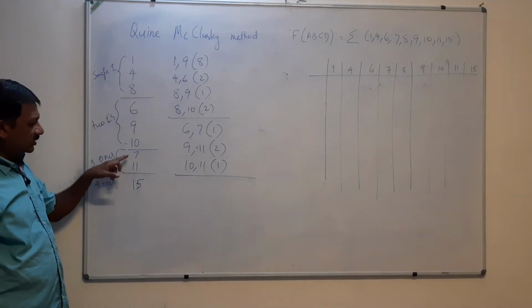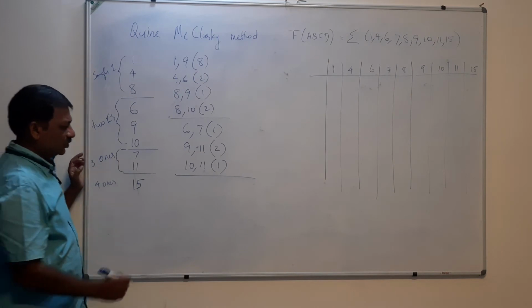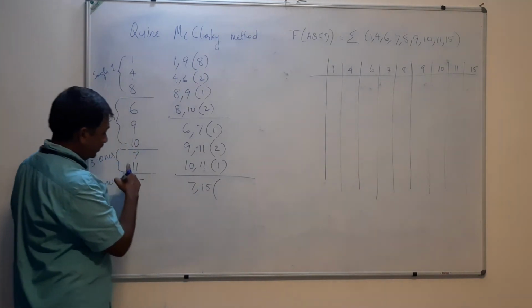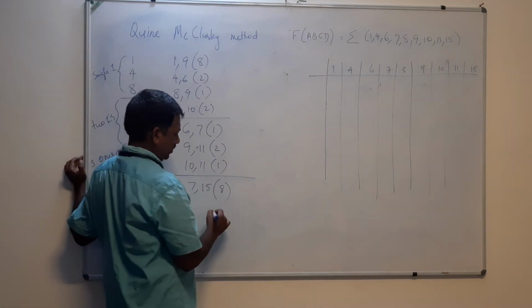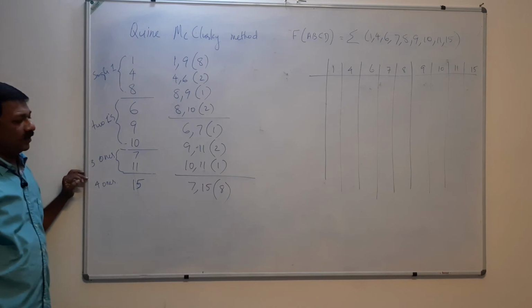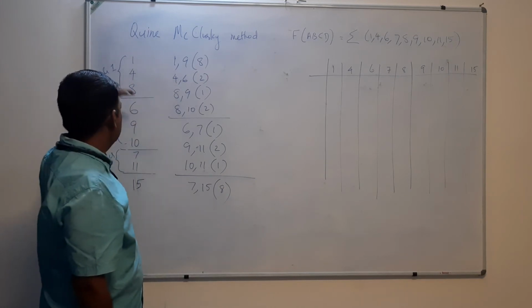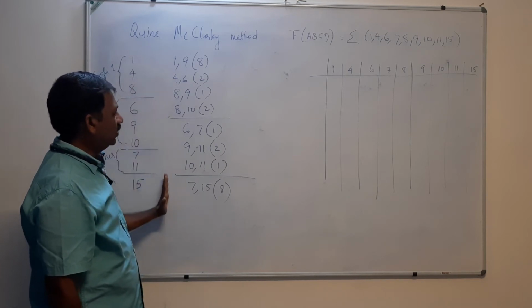That means next is 7 and 15. 15 minus 7 is how much? 8. So 7 and 15 can be combined, and the difference is 8. 15 minus 7 is 8. Now here we have 4 groups. Now we have only 3 groups.